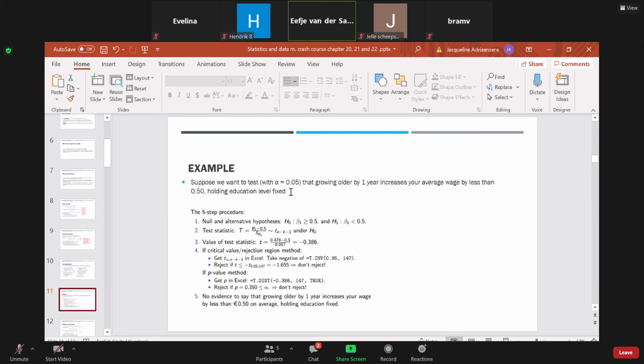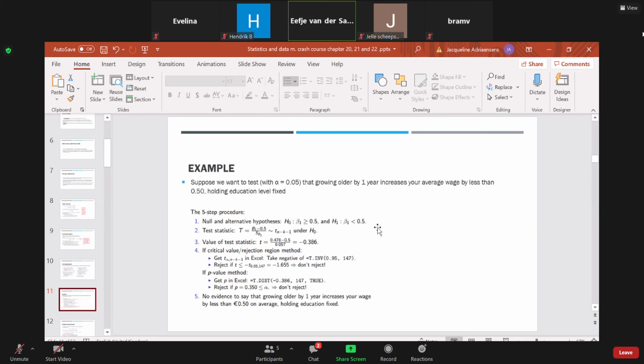we have to draw up the hypotheses. That's step 1. And I already said the alternative, so what you want to test, is your H1, and that's beta 1 less than 0.5. And the opposite is always your H0, which is beta 1 is more than or equal to 0.5, because remember, we always include the equals sign in the null hypothesis.